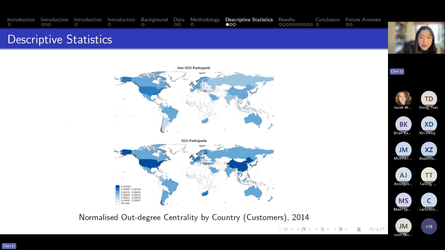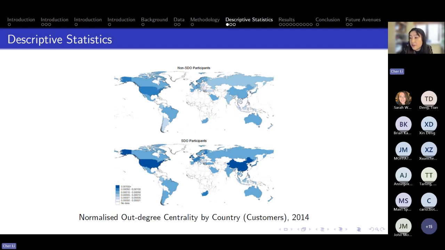So just to give you an idea of what we're talking about in terms of the kind of connections, I know a lot of you like some visualization. Here is a map of the normalized out-degree centrality by country, illustrating in this case the downstream customer linkages. This is for all the countries here, and that can provide some ideas into how firms engaged in SDOs are integrated into different markets.